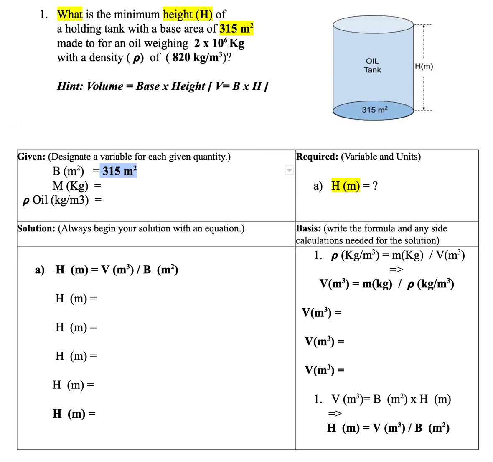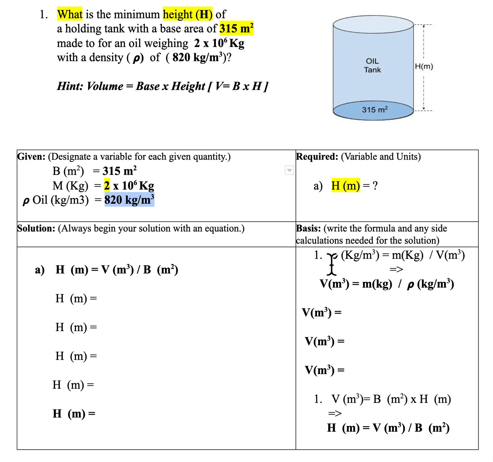The next thing is 2 times 10 to the 6 or 6 billion kilograms. Okay, so we write that down. Okay, and then the density is also given, so we write that down too. So now we're ready. We look for our equation.